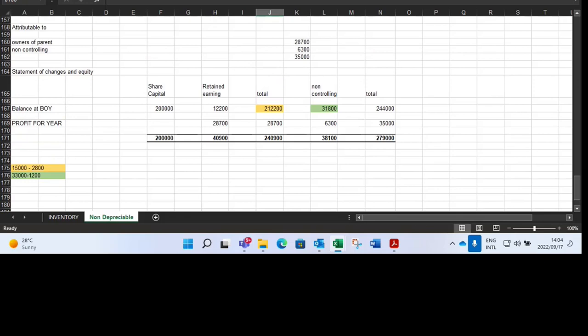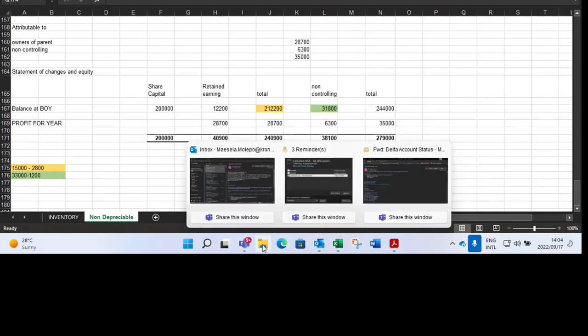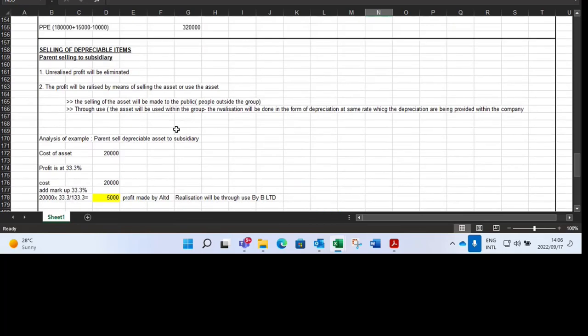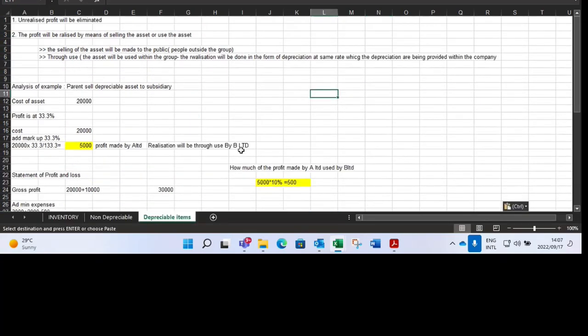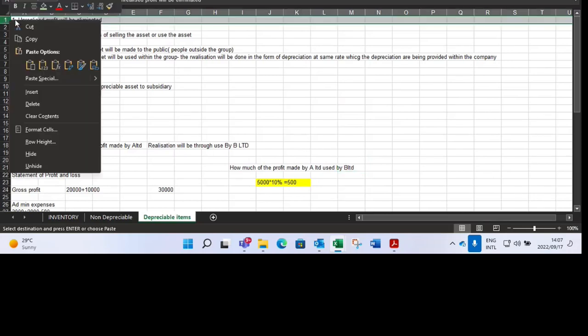Then that's the end of our example 6, the situation where the parent and the subsidiary are selling non-depreciable items. So now we're going to have a situation whereby the parent and the subsidiary are selling the depreciables. Now I want you to write this. Please write. You will tell me where you don't, and then I will scroll down further. So here on this side is the parent selling depreciable assets to the subsidiary.